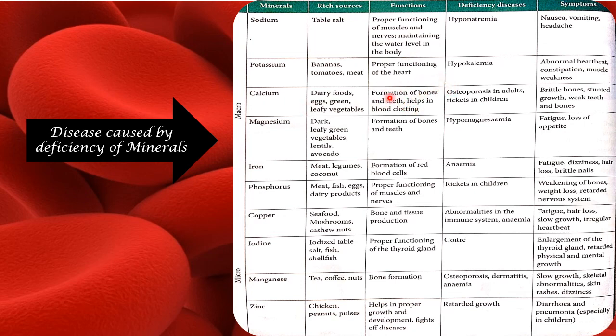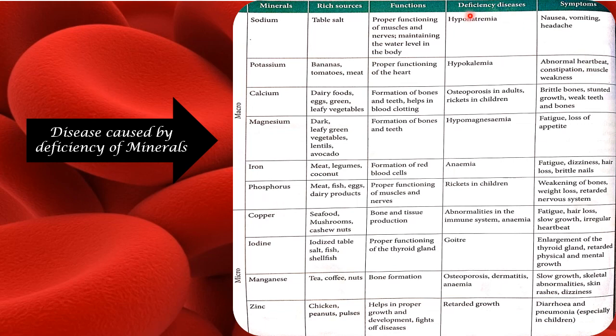And for calcium, the functions are formation of bones and teeth, and helping in clotting of blood also. Here it can be interrelated with vitamin K. Also, for magnesium, the main function is the formation of bones. See how everything is interrelated, so everything has to be taken in proper amount. Formation of red blood cells is the function of iron, and proper functioning of muscles and nerves in the case of phosphorus.